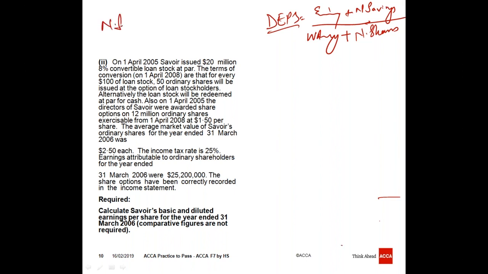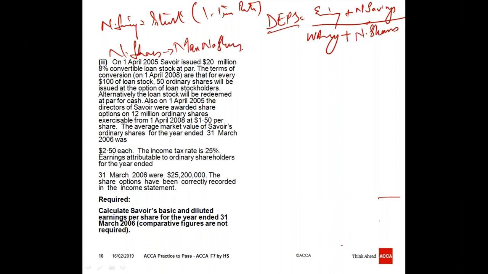Notional savings can be calculated as interest into 1 minus tax rate. And notional shares can be calculated as the maximum number of shares. Maximum number of shares means if the company has given you the option to convert your shares into 100 or 200, the EPS will be maximum diluted at 200. So you have to calculate the diluted EPS at 200.